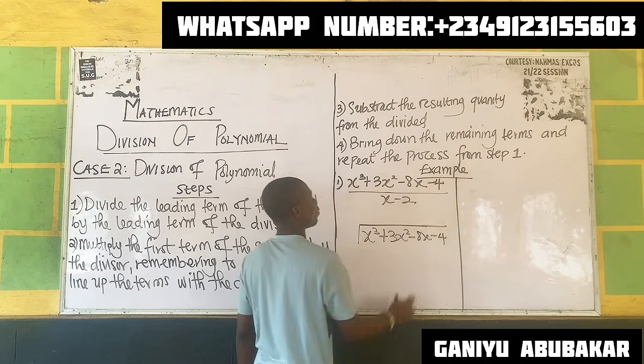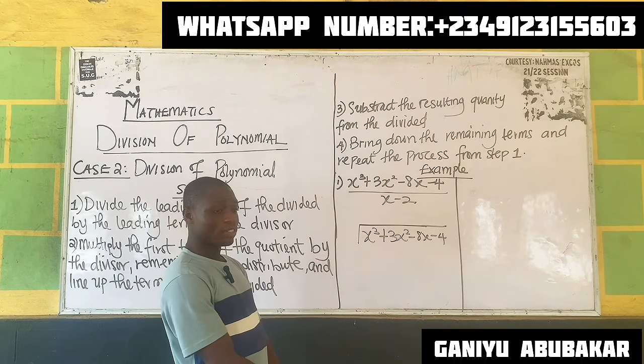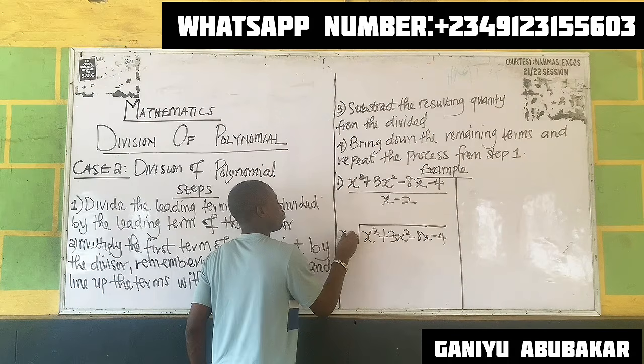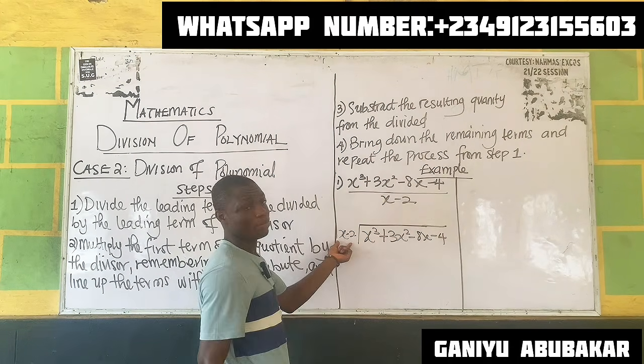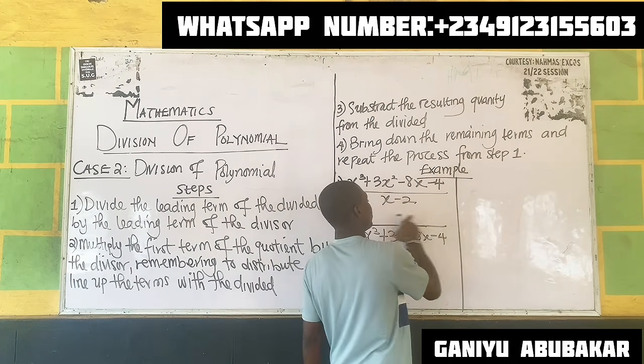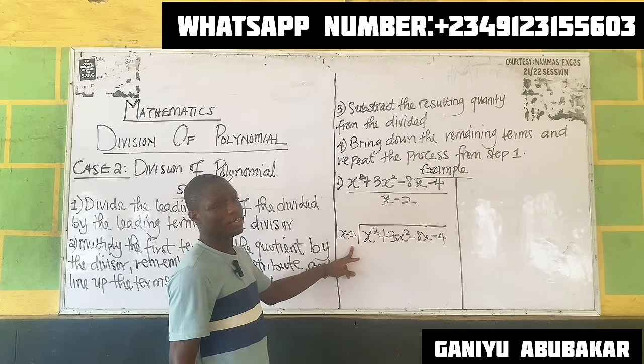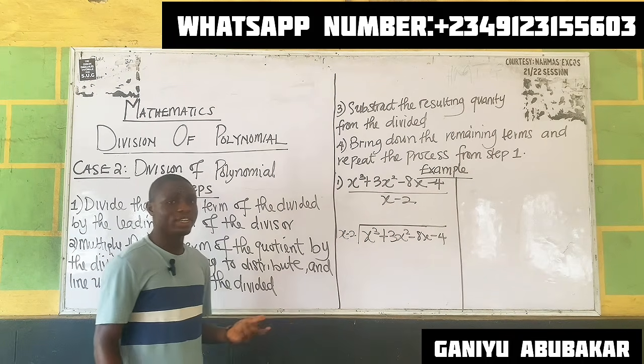This signifies the dividend, while what is here will come outside: x minus 2. This is the divisor term. So the quotient will be here. Don't forget, please. Now we want to divide this with this. So how do you divide this? It's easy.